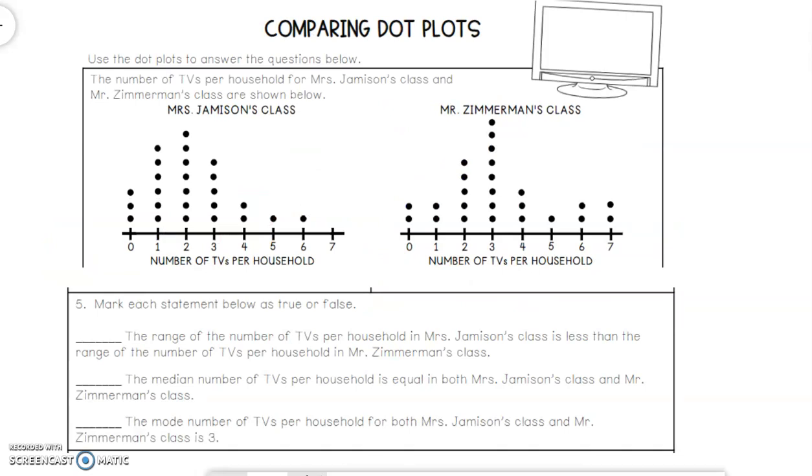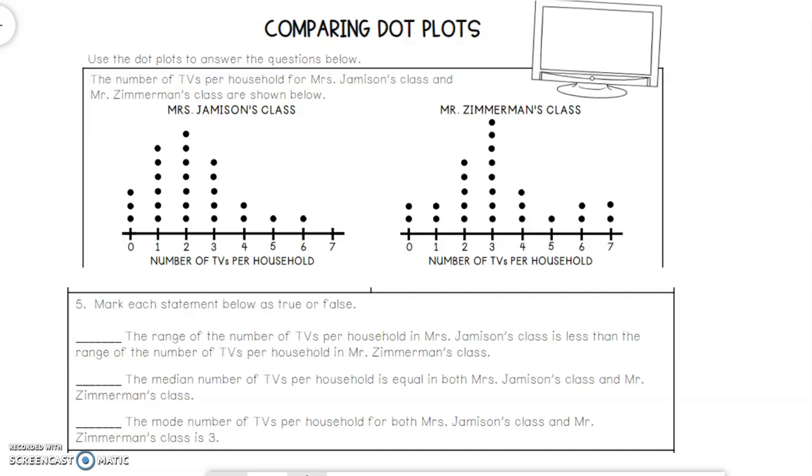So we did it with one data set, but we're going to talk about comparing dot plots because that is the main focus of what this week is about. So I have 2 dot plots here. I have the number of TVs per household for Mrs. Jameson's class and the number of TVs in Mrs. Zimmerman's class is shown below. So those are my 2 dot plots.